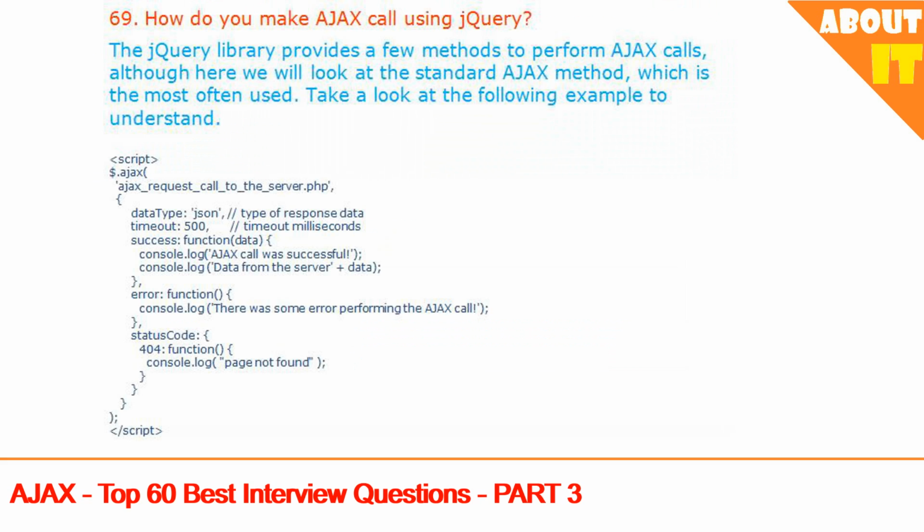69. How do you make an Ajax call using jQuery? The jQuery library provides a few methods to perform Ajax calls, although here we will look at the standard ajax method, which is the most often used. Take a look at the following example to understand.